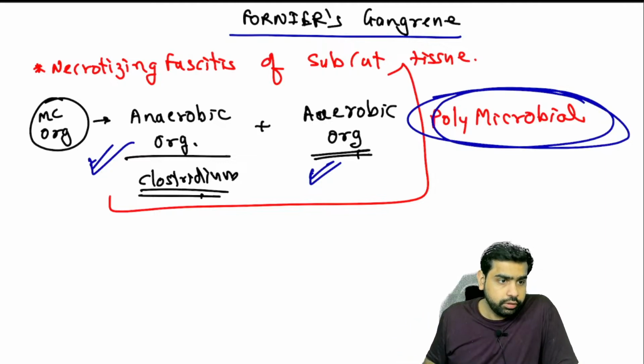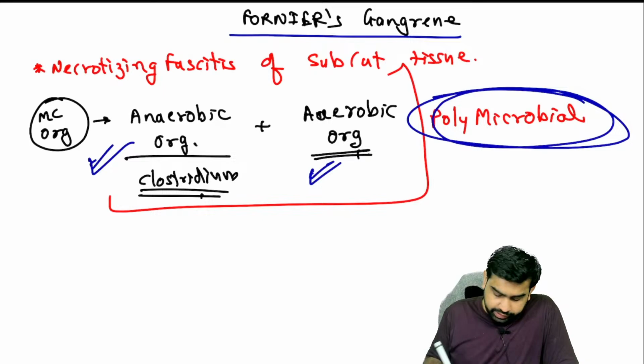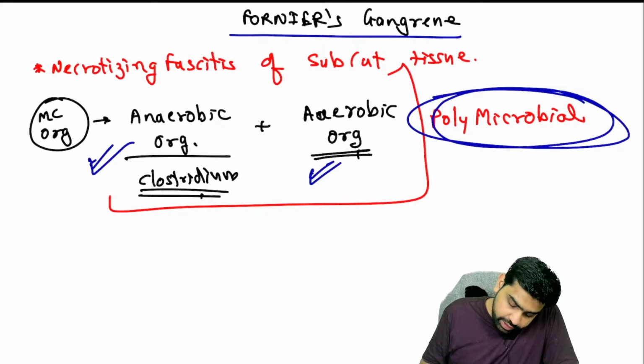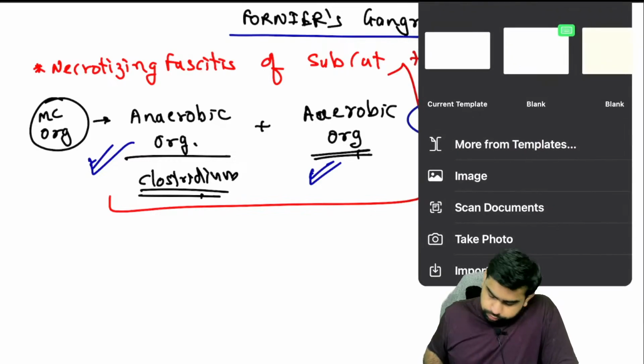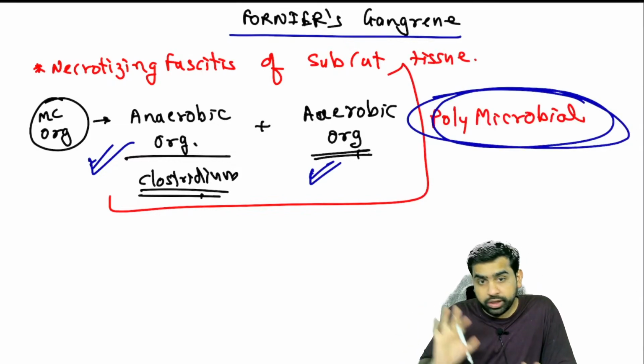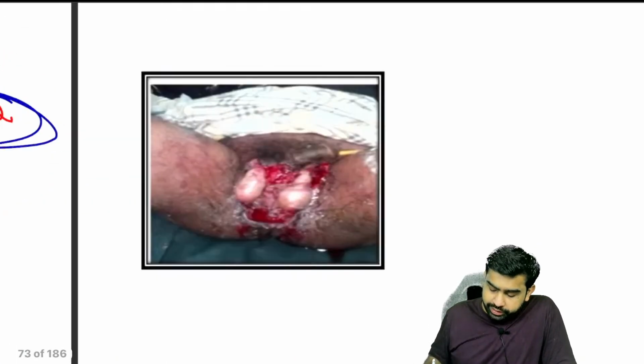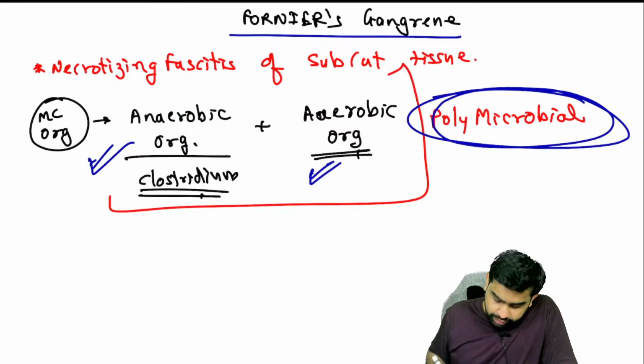Okay, that's all fine. Most common organism, all these particular things are fine. What is important is that if they ask you the most common organism, it is anaerobic, but polymicrobial can be there, that's fine. The image is very important. And finally, what about the management? How do you manage these particular patients?